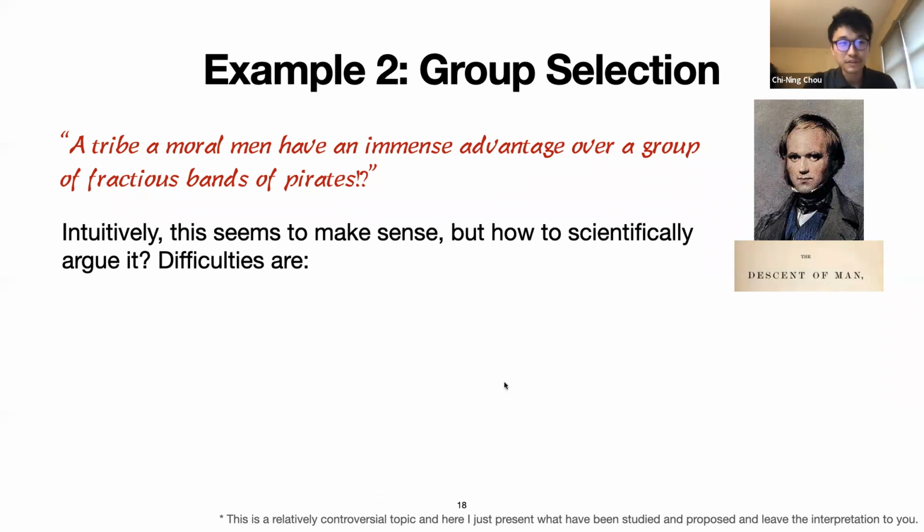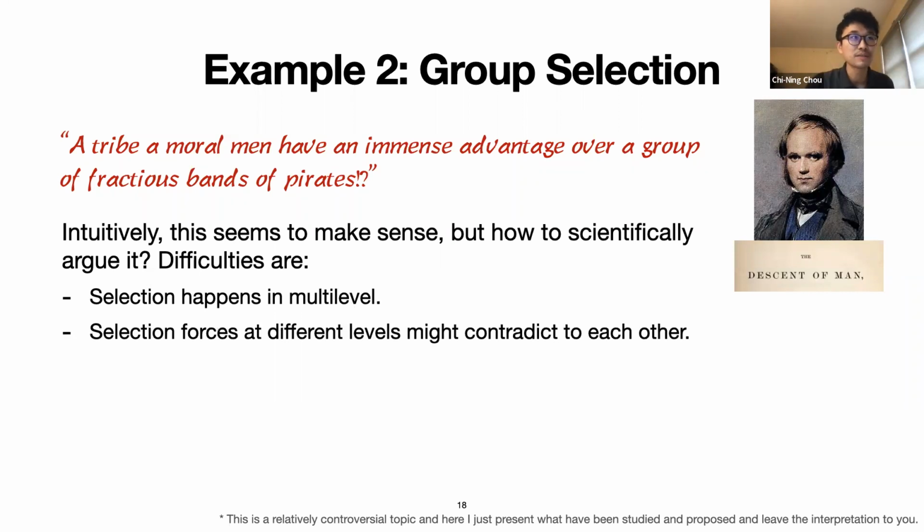But if we put that away first, even if you want to use the lens of natural selection on groups of individuals, you immediately come up with lots of difficulties. First, because groups contain more individuals, the selection process happens on multiple levels. There could be selection forces at the individual level, maybe in the small group level, and in the larger group levels. So there are lots of different interplays together, and in particular, those interplays might even contradict each other.